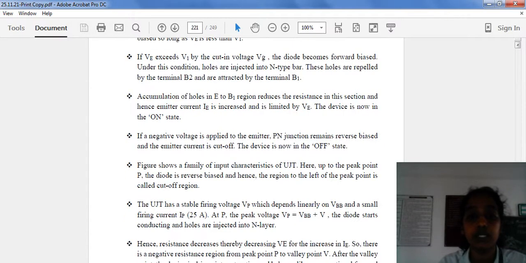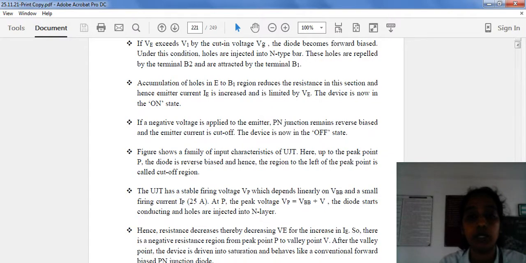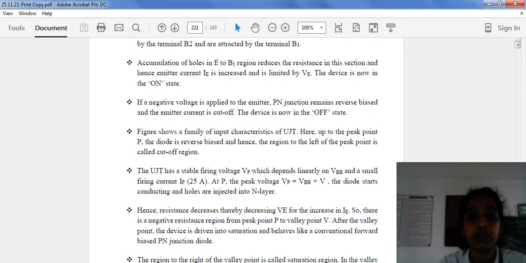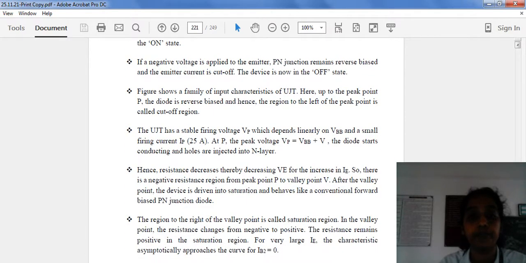If a negative voltage is applied to the emitter, the PN junction will remain reverse biased and the emitter current will be cut off. So now the device is in the off state. Here the peak point is considered as P. When the diode is reverse biased, it does not conduct, and this region is called the cutoff region.